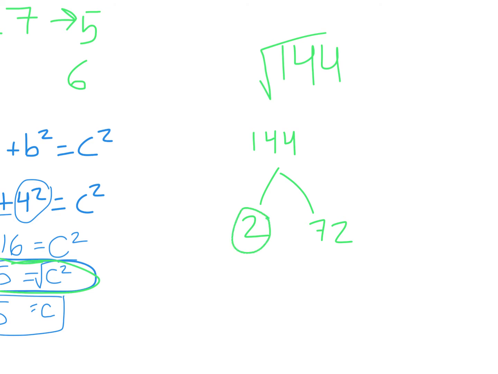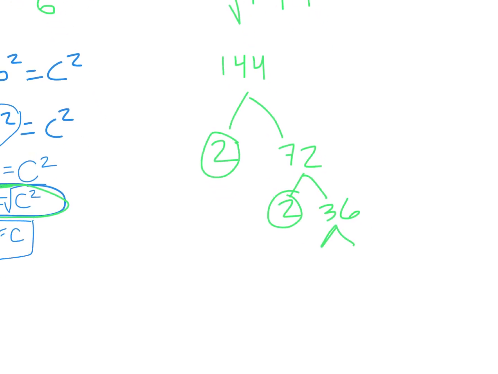2 is prime, so I'm going to circle it. 72 is an even number. I can divide it by 2. So 72 divided by 2 gives me 36 and 2. 2 is prime.